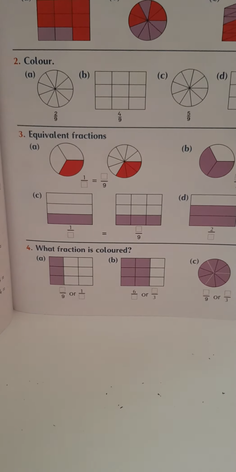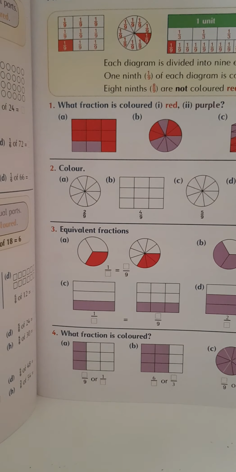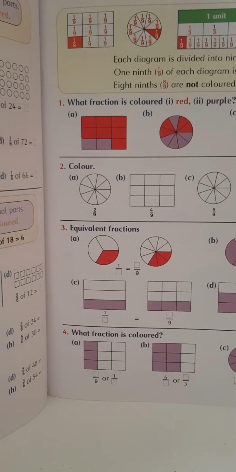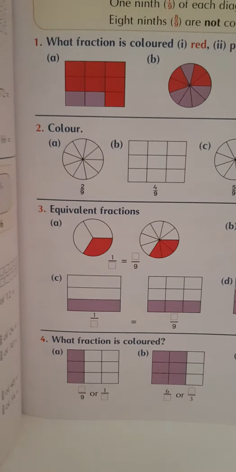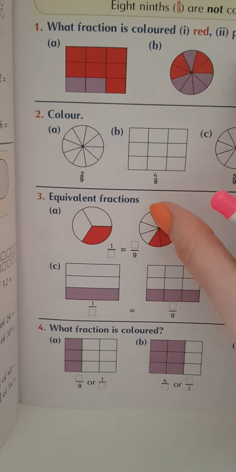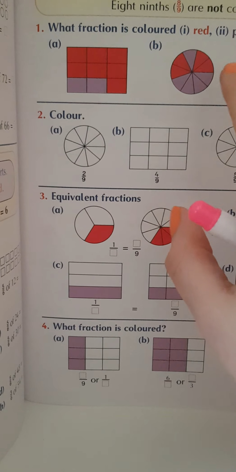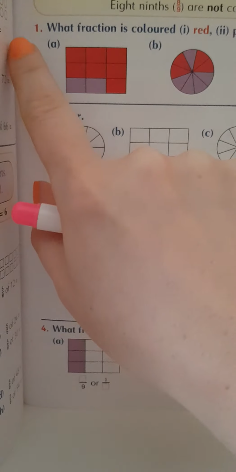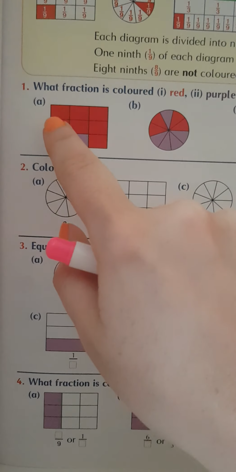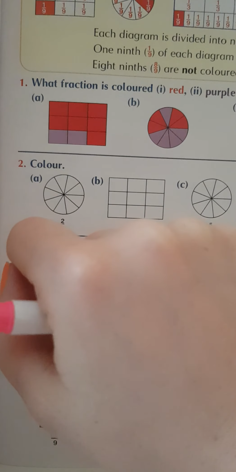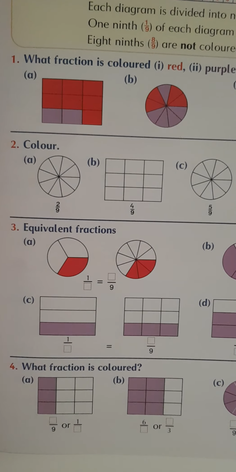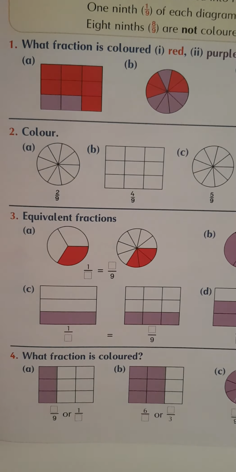Okay, so then we are on to page 45 and it is working with ninths. So 1 part out of 9 parts this time. And this is just like we've done a few times before with the other fractions. What fraction is red and what fraction is purple. So you just write red equals 1, 2, 3, 4, 5, 6, 7, 8, 9. Something over 9. So let's say 8 of them are red.